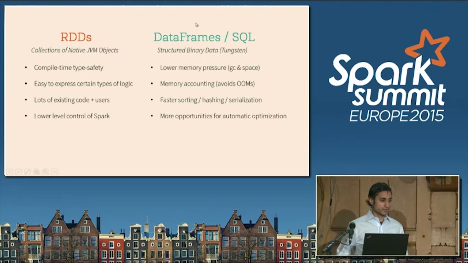RDDs give you these features. Data frames or Spark SQL gives you these features. In general, always try to use data frames in SQL if you can. If you need to operate on unstructured data, like in the case of Wikipedia, which we're about to do after, we'll take a short break right now. After that break, we're going to hack Wikipedia.